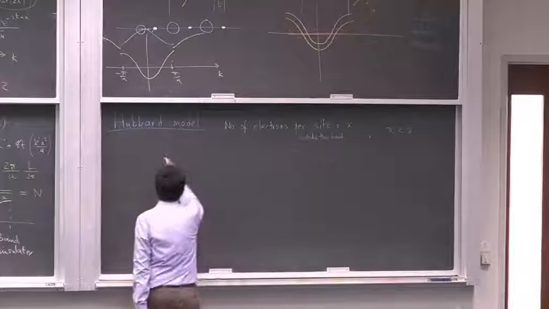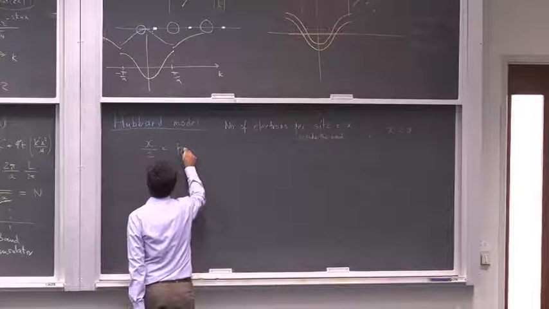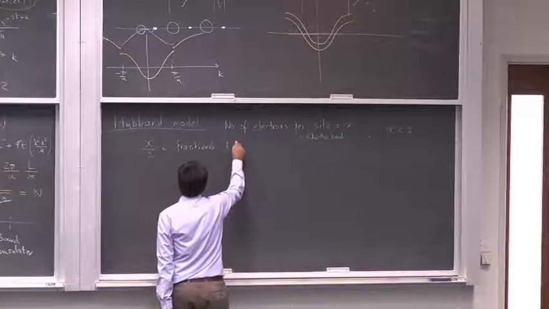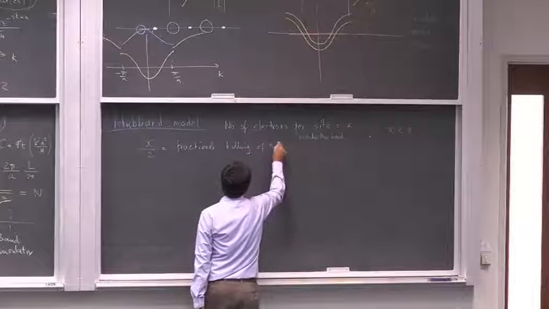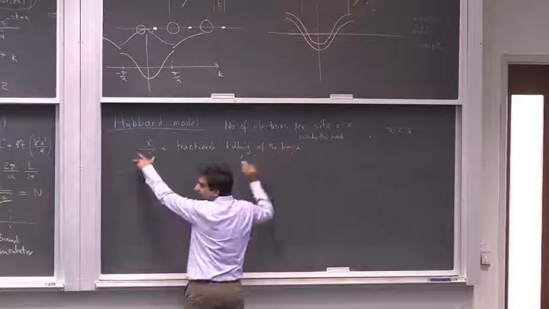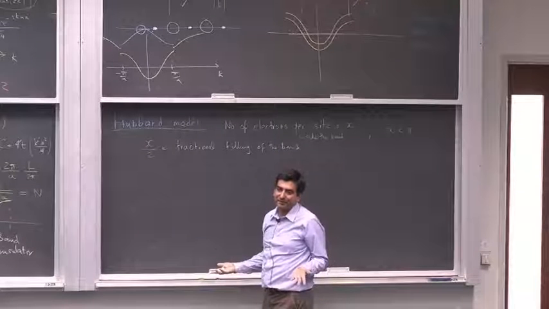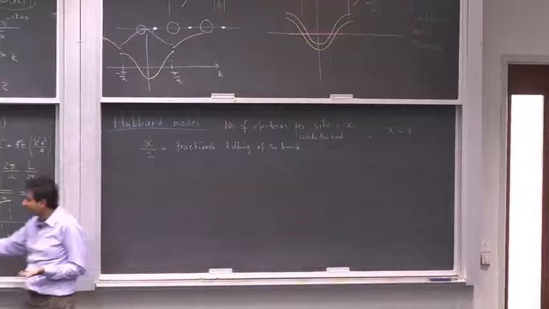Now, this also means that x over 2 gives us the fractional filling of the band. If x equals 2, the band is completely filled. If x equals 0, the band is empty. If x is 1, the band is half filled. So when the band is half filled, we have a situation like this.